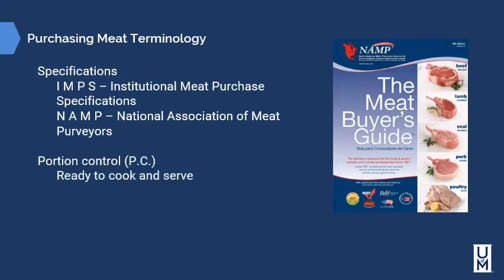Portion control, or PC, is ready to cook and serve foods. So this would be an example of a PC steak. Instead of buying a whole rib roast, we want to buy individual rib eyes.